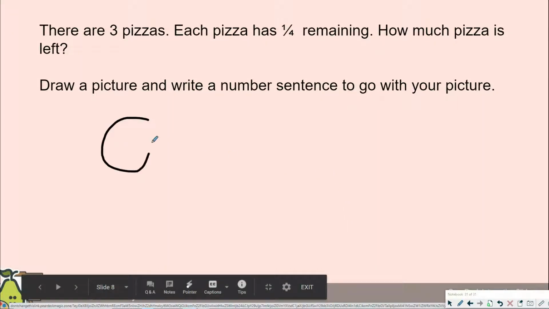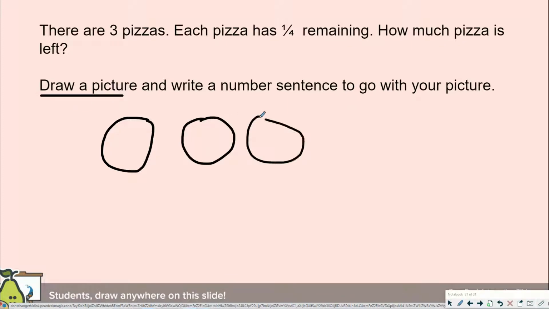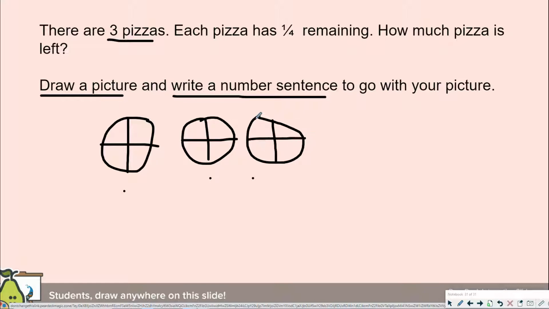Okay, so I could draw a picture. So I'm going to draw my 3 pizzas, assuming that they're all the same size, which clearly they're not identical here, but that's what we're assuming. And then you're going to also write a number sentence to go with the picture. So it says there are 3 pizzas, got those 3 pizzas. Each one has 1/4 remaining. So I could divide each pizza into 4 equal pieces. And I'm going to shade 1 piece on each to show that there's 1/4 left.